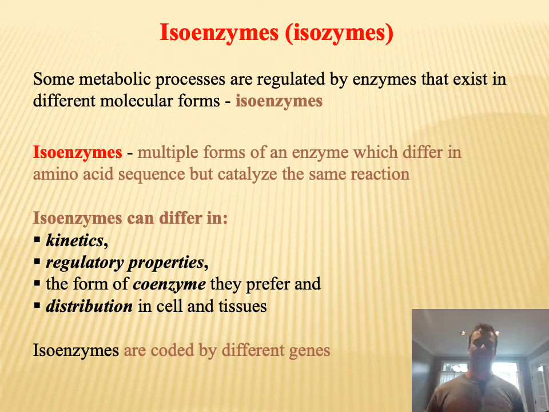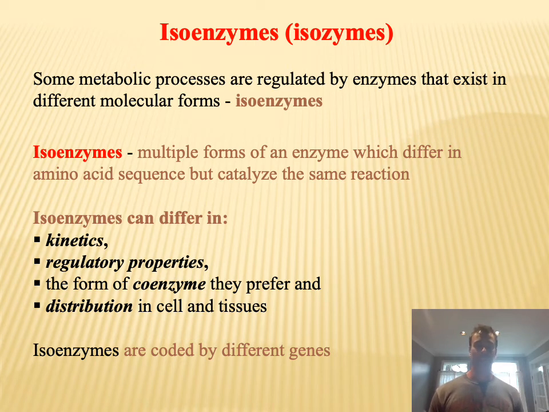That's allosteric regulation. Let's talk about isozymes. We talked about hexokinase early on in the lecture. Some metabolic processes are regulated by enzymes that exist in different forms, or isozymes. They have the same reaction, but they have different Michaelis-Menten properties. The actual amino acid sequence is different, but they catalyze the same reaction.